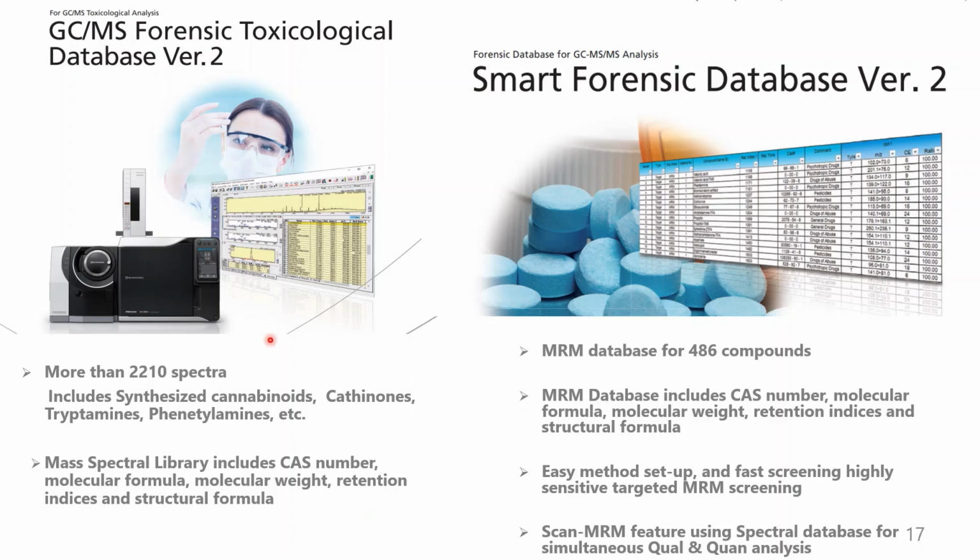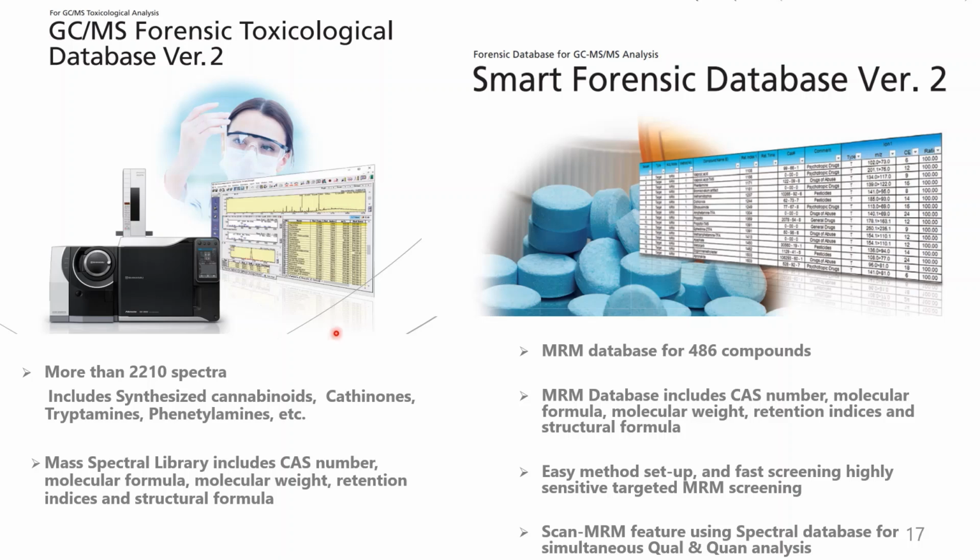GCMS Forensic Toxicological Database Version 2 has a spectral database of 2200 compounds. This database is with GCMS single quad. The GCMS single quad based method has details of CAS number, molecular formula, molecular weight, retention indices, etc. Retention indices are very useful to adjust retention times automatically. This function is called the ART function. Since RT information is given in the database, the compound can be identified by retention time as well as with a mass spectrum.